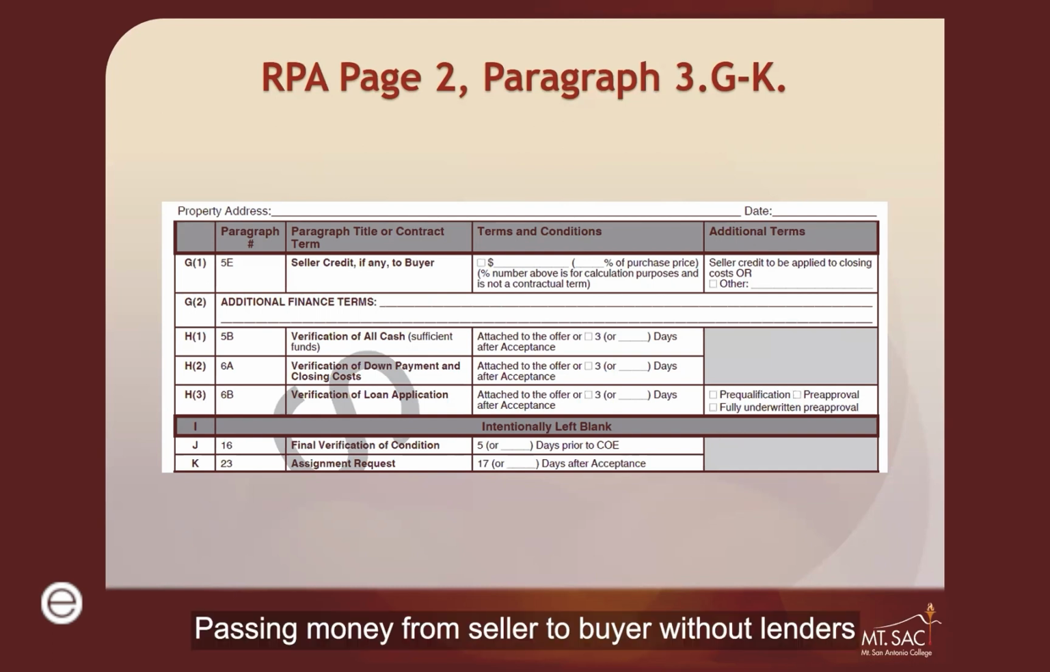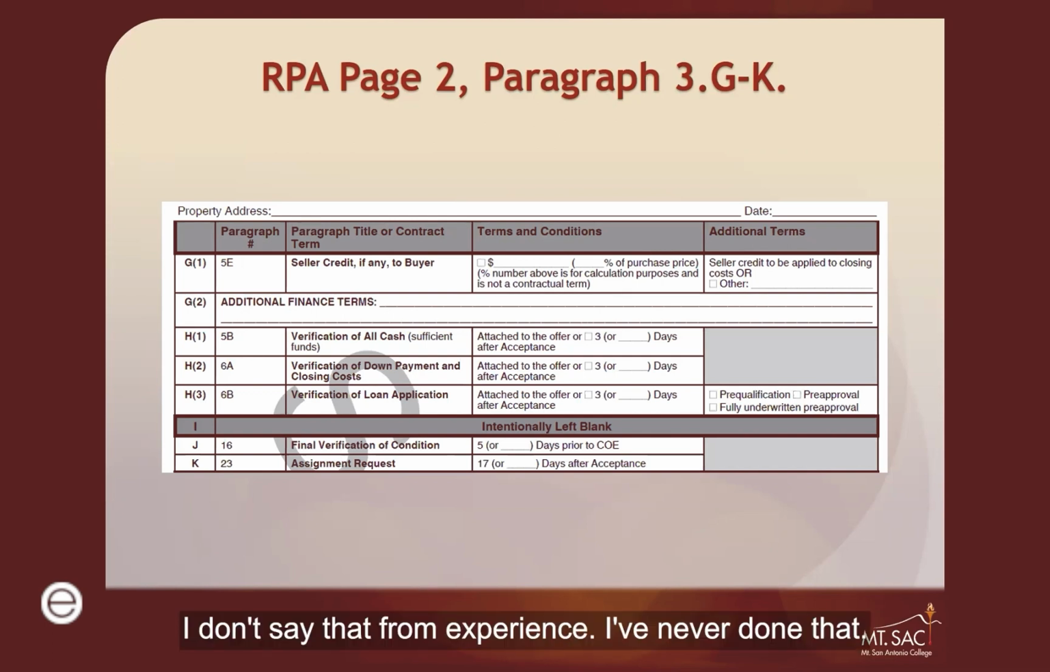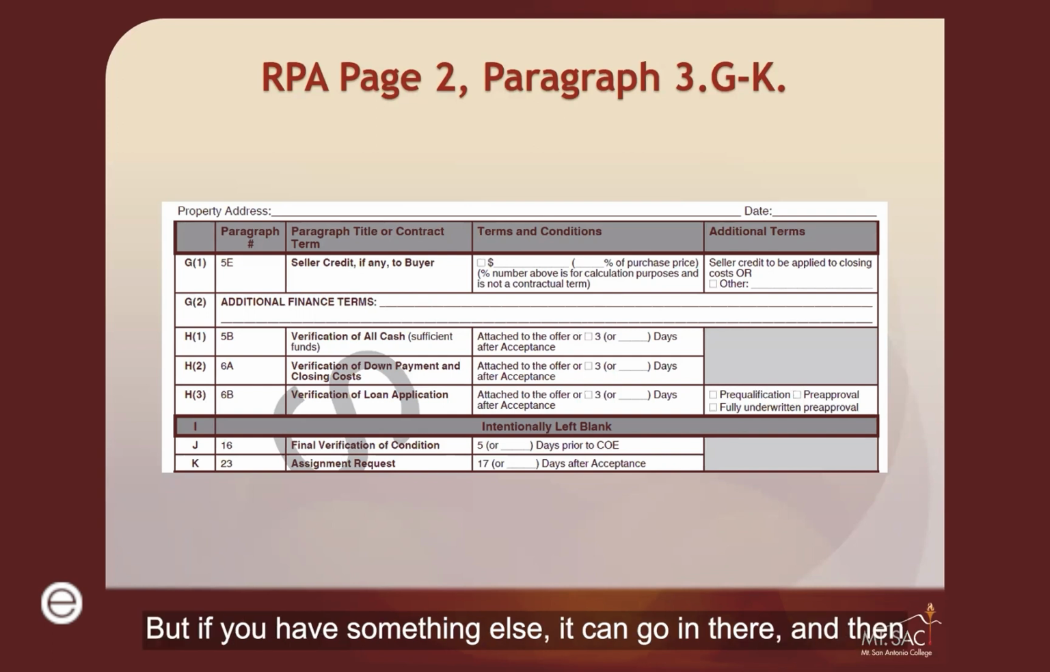Passing money from seller to buyer without the lender's knowledge constitutes, or could constitute, loan fraud. Loan fraud can be punished with up to a $1 million fine and 30 years in federal prison. Either one of which is not fun. I don't say that from experience. I've never done that, but you don't want to even go there. If you have some additional finance terms, we have that for G2, but this should be for terms regarding financing. Of course, the most common additional financing term is the seller credit, and CAR has given a space for that. But if you have something else, it can go in there.